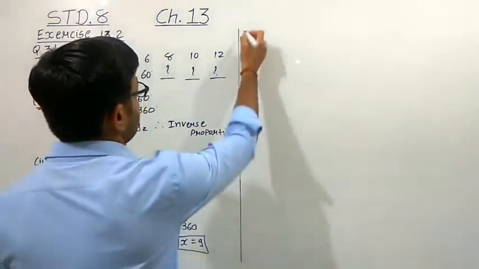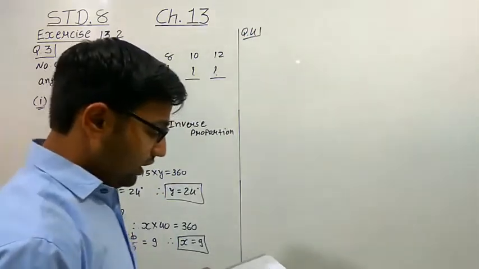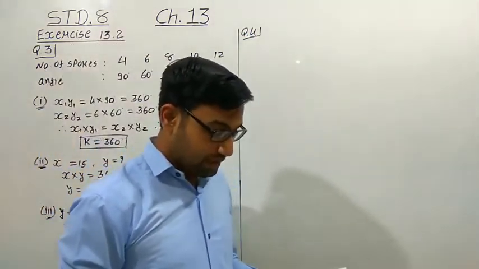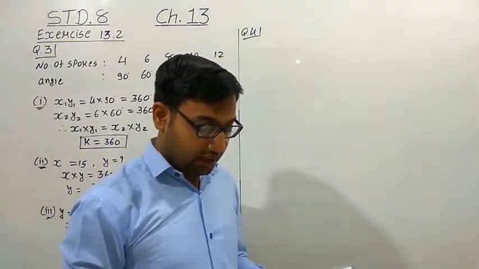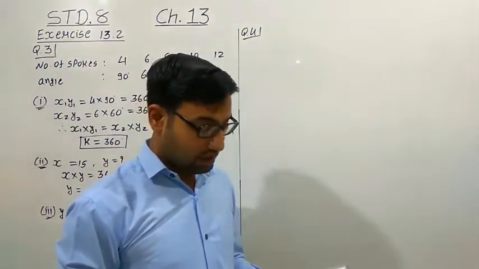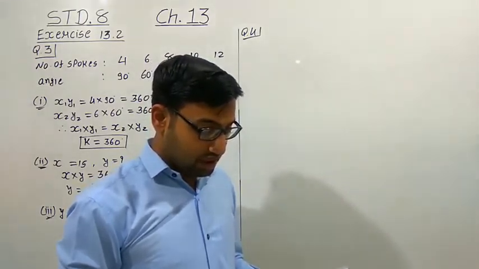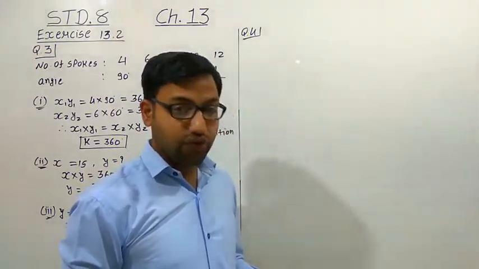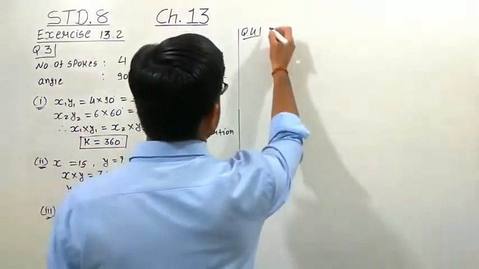Now let us study question number 4. Question number 4: If a box of sweets is divided among 24 children, they will get 5 sweets each. And how many would each get if the number of children is reduced by 4? So here two quantities we have been given. First is number of children.